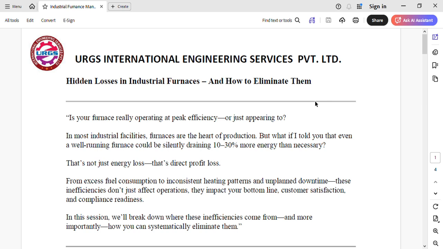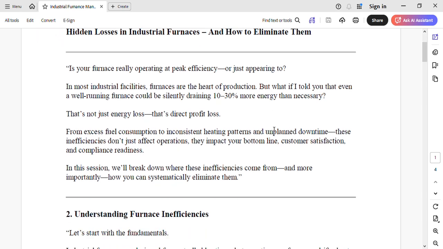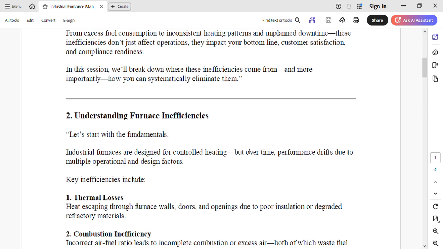From excess fuel consumption to inconsistent heating patterns and unplanned downtime, these inefficiencies do not just affect operations. They impact your bottom line, customer satisfaction, and compliance readiness. In this session, we will break down where these inefficiencies come from and more importantly, how you can systematically eliminate them.